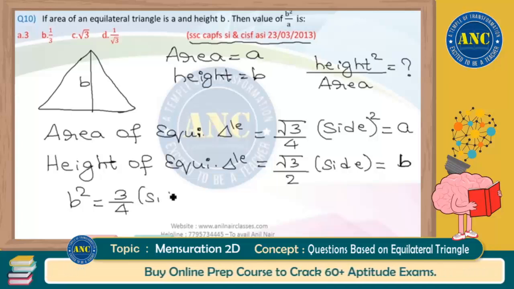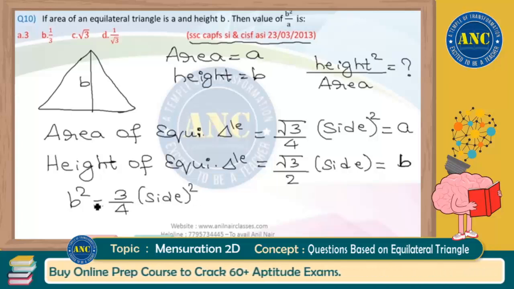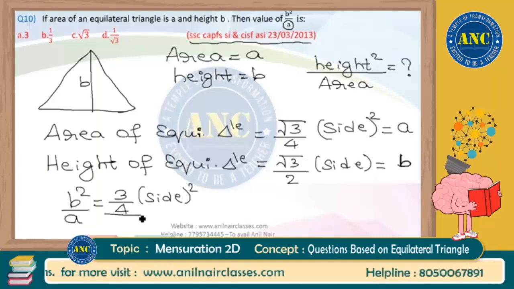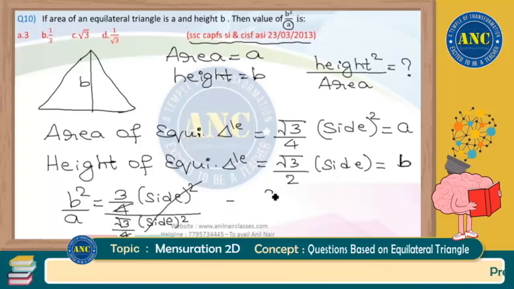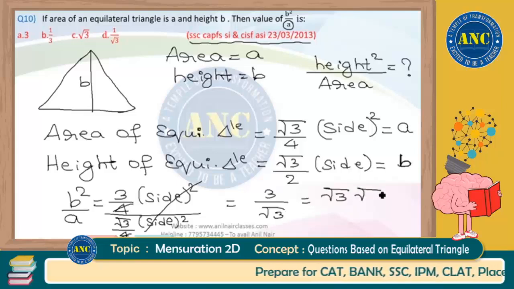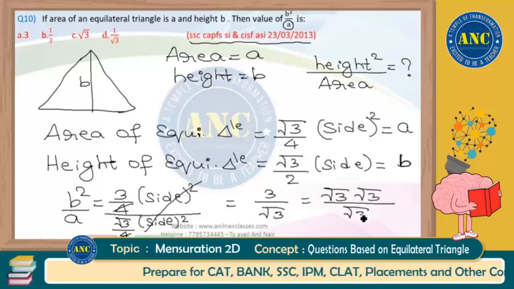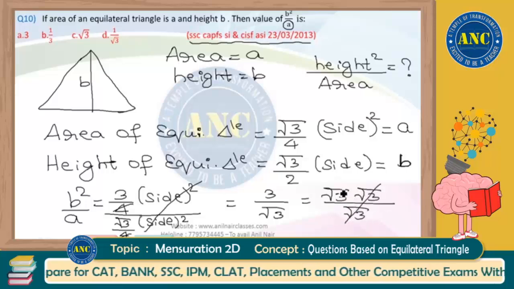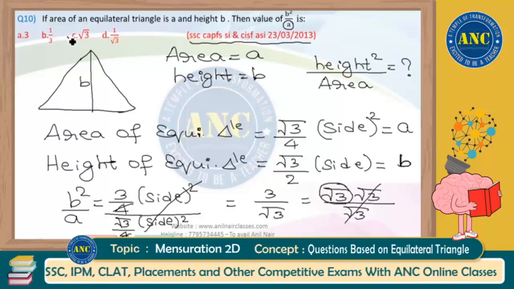This side square will become side square, and this b square value I should divide by the a value. A value is root 3 by 4 into side square. I don't know the side value, anyway it will cancel off, no issues. 4 will cancel with 4. You are left with 3 divided by root 3. 3 can be written as root 3 into root 3 divided by root 3. So root 3 cancels. You are left with root 3. Answer is option C.